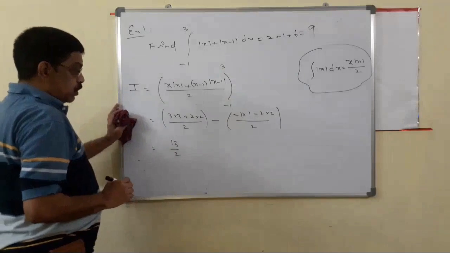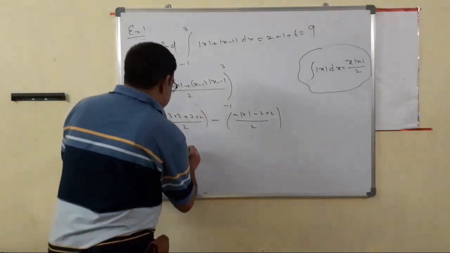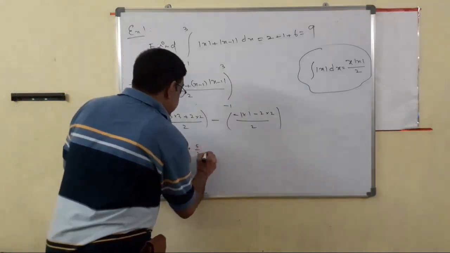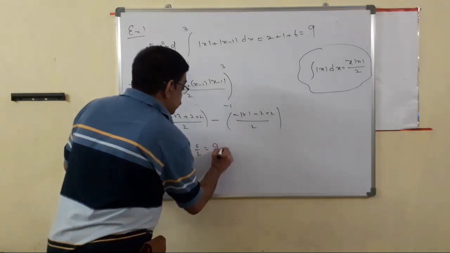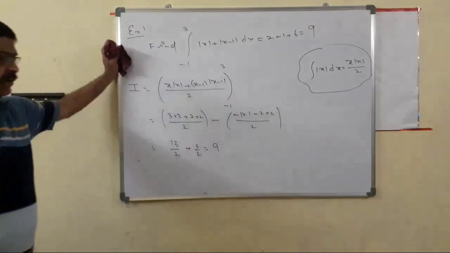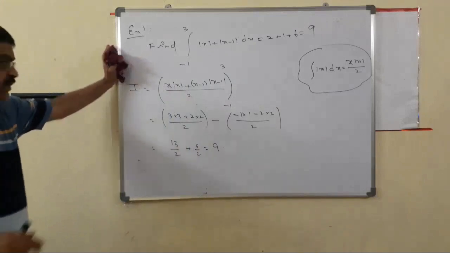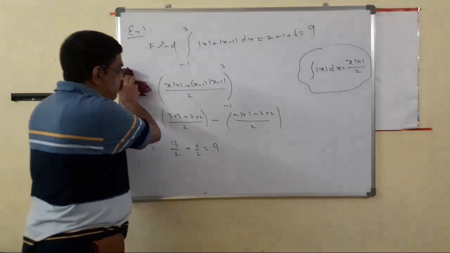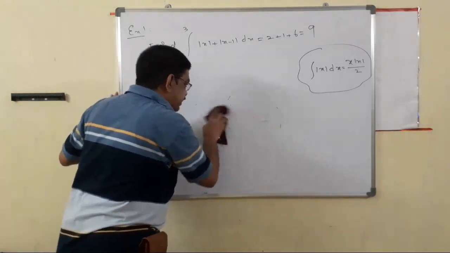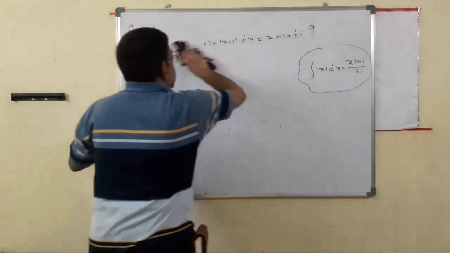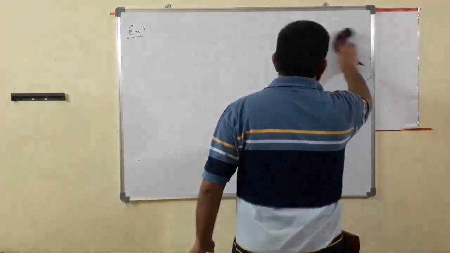13 by 2, and that will be plus 5 by 2. Again I got the answer as 9, and this is much easier, right? You are not splitting the intervals, straight away applying the formula and proceeding further, right? Now, the same reasoning can be extended even for doing problems like this, hopefully.